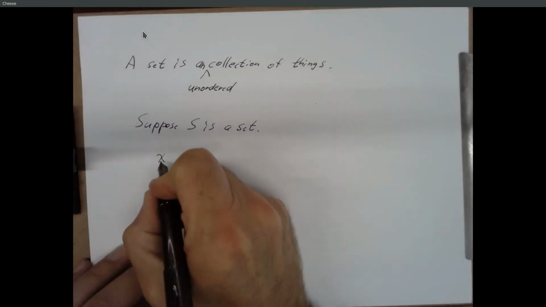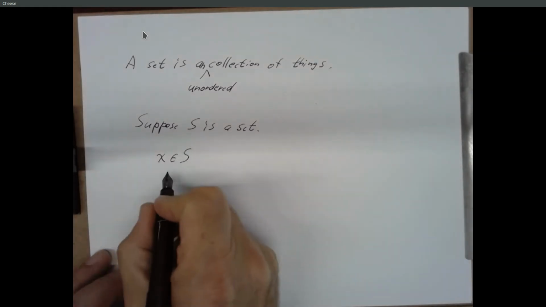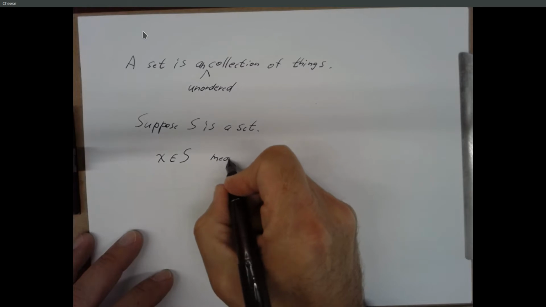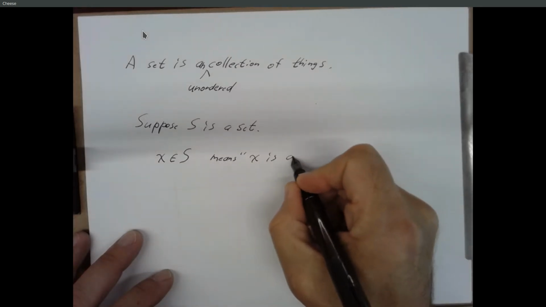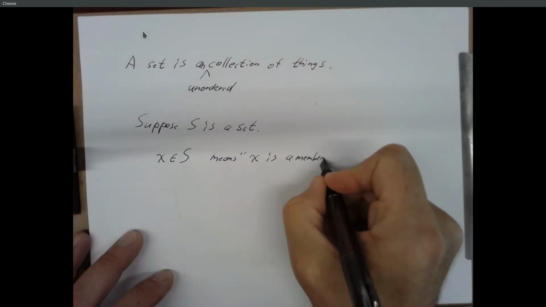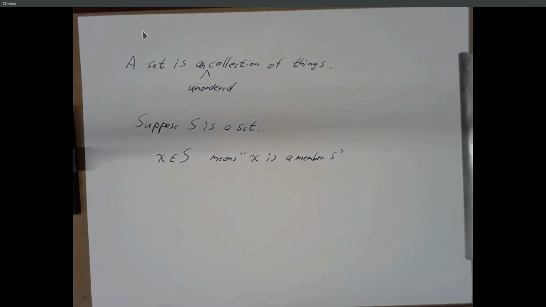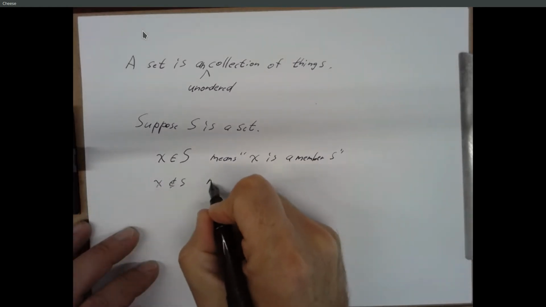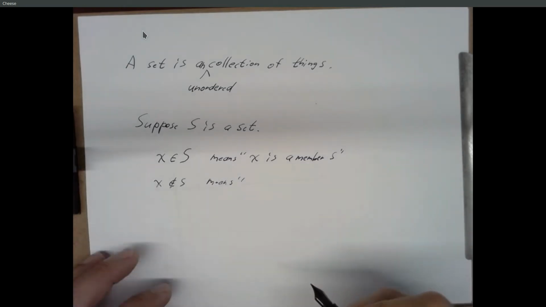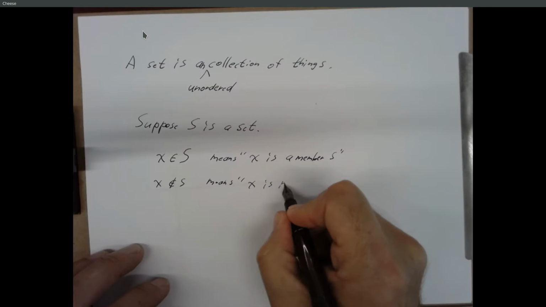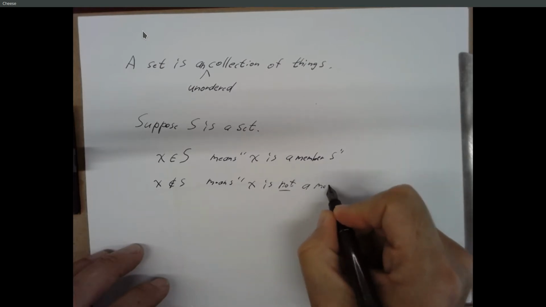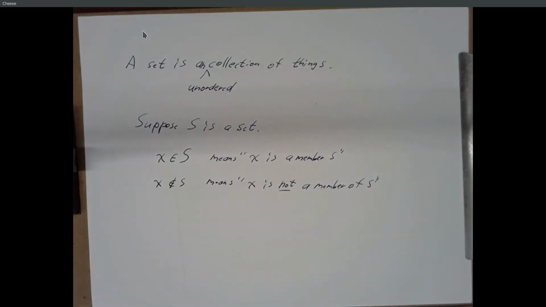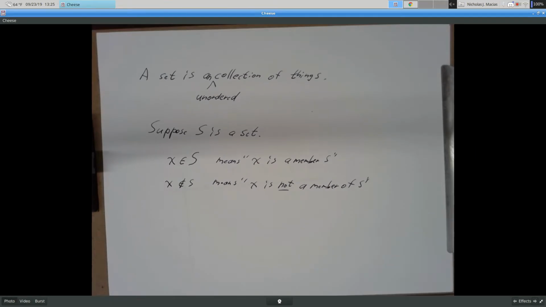So we have a lot of shorthand when we do math. We can write this hunchback E, this epsilon: x ∈ S. This means x is a member of the set S. And if we write that epsilon with a line through it, x ∉ S, that means x is not a member of the set S. So just some shorthand there for working with sets.